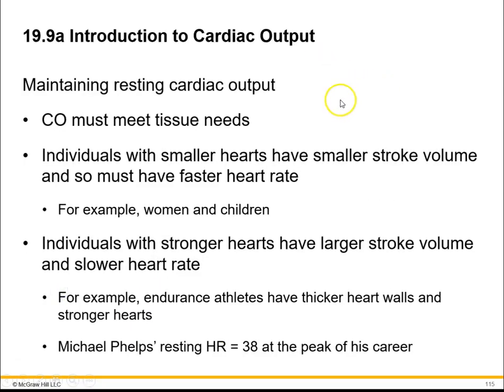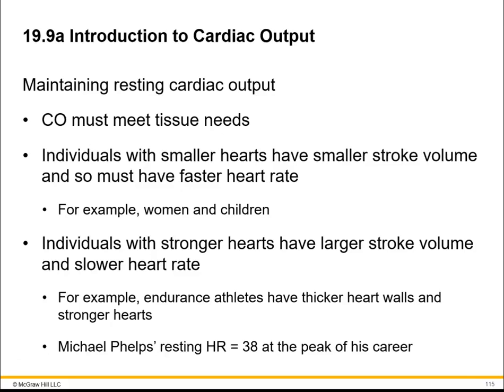Okay, how do we maintain cardiac output at rest? Well, remember, cardiac output has to meet the needs of the tissues. So individuals who have smaller hearts are going to have smaller stroke volumes. So to maintain their cardiac output, they're going to need an increase in heart rate. Examples here would be women and children. Individuals with stronger hearts are going to have larger stroke volumes, so they can get by with slower heart rates.